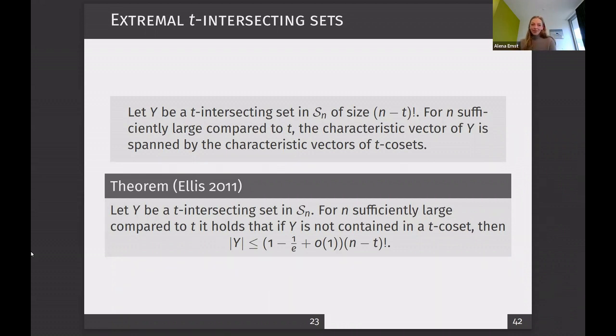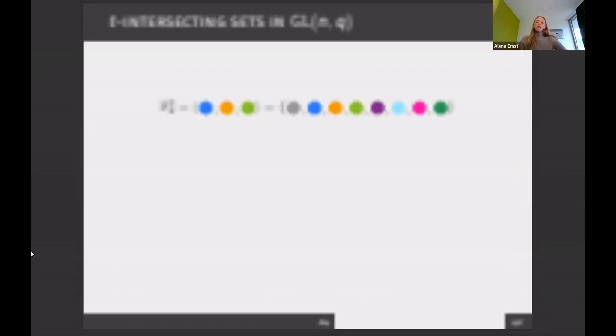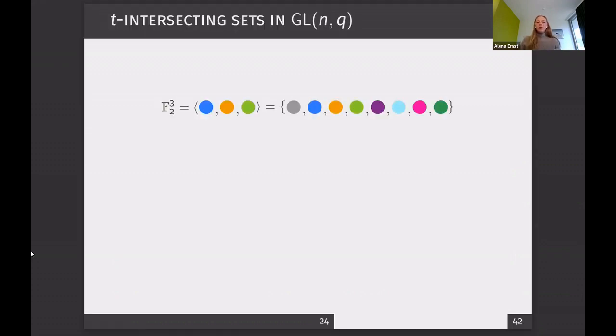Okay, but since this was the part for the symmetric group, this leads us to a q-analog setting, namely to intersecting sets in the finite general linear group. But what is an intersecting set in the finite general linear group? For this, again, an example: we focus on the finite vector space F_2 to the power of 3, which should be spanned by the 3 basis vectors.